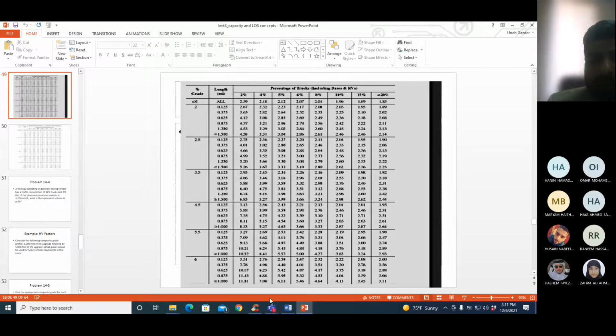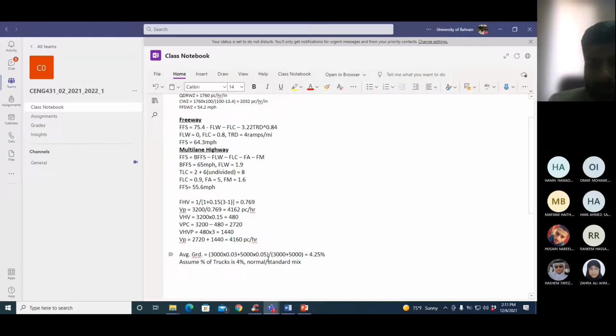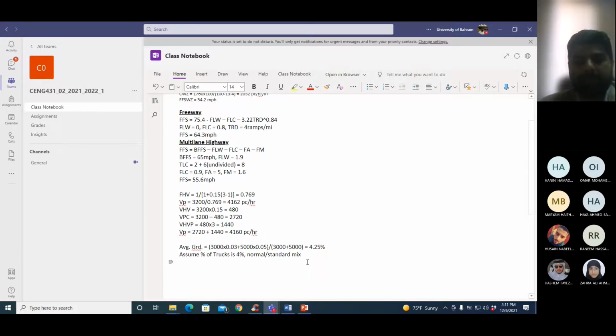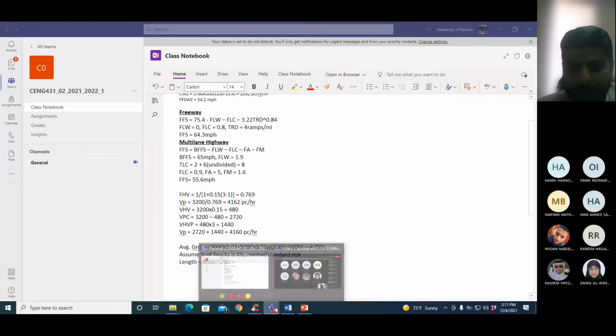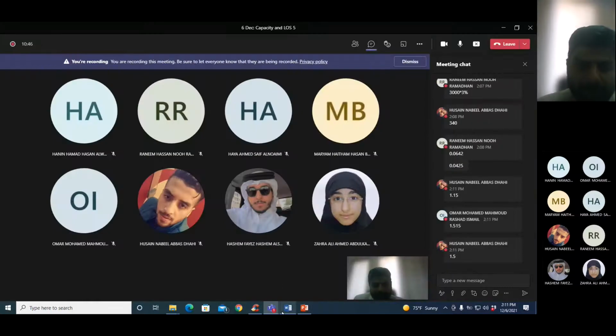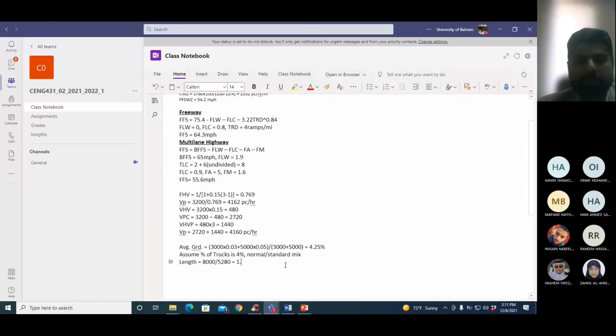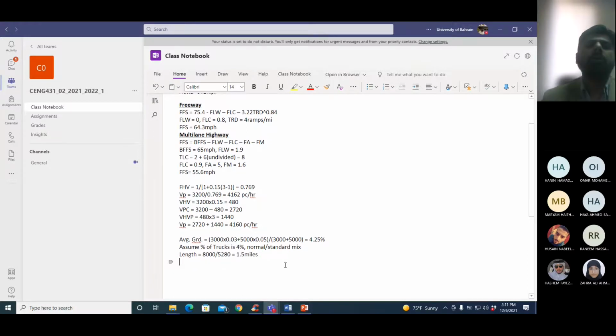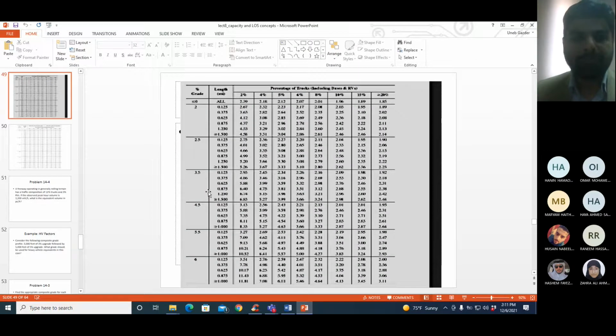The length of the gradient is given in feet, but for the table I need the length in miles. So let me calculate the length in miles. Total length 8,000 feet divided by 5280, which is the conversion for miles. How much is it? It is about 1.5. Again, you can do some approximation, no problem. So the length is 1.5 miles now.